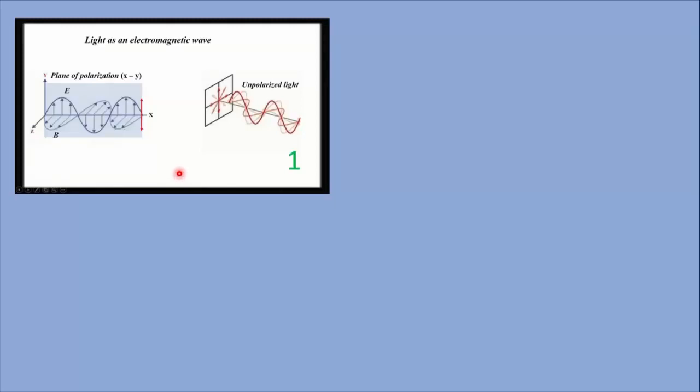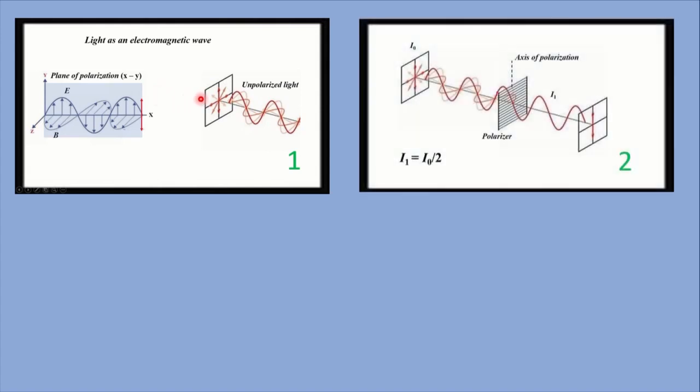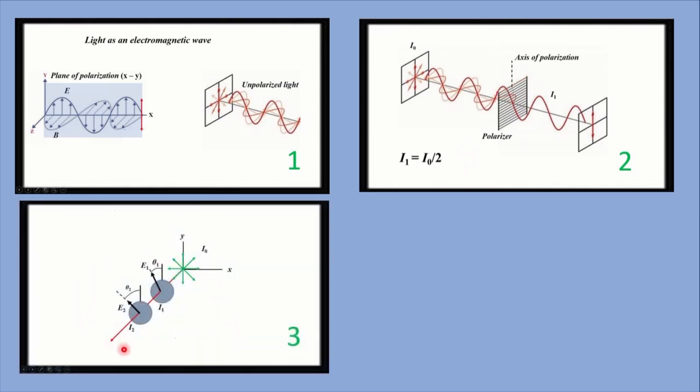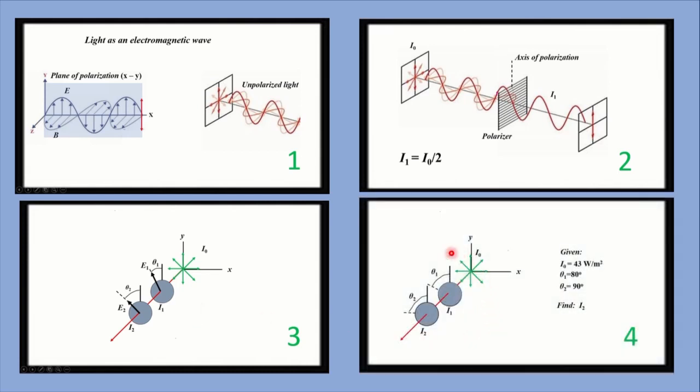In this video, we consider first light as an electromagnetic wave, polarized and unpolarized. Then we consider how a polarizer works. Next, we consider the system of two polarizers, and finally, we solve the problem involving two polarizers.